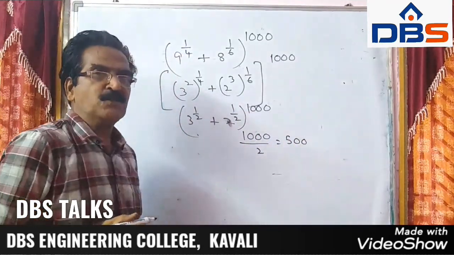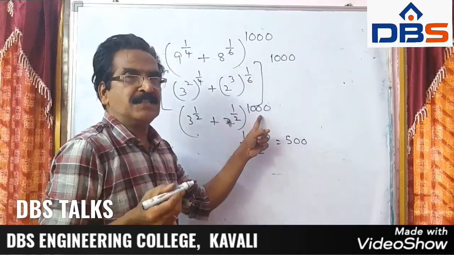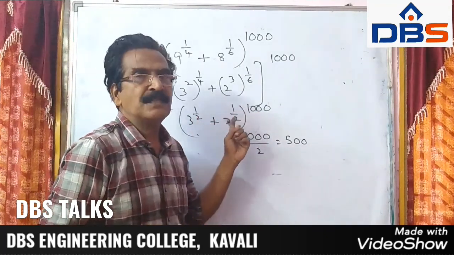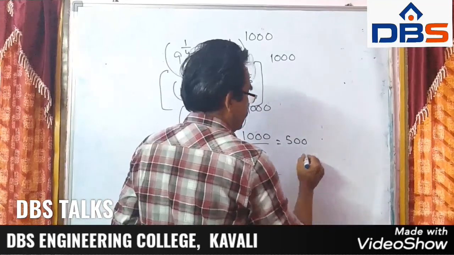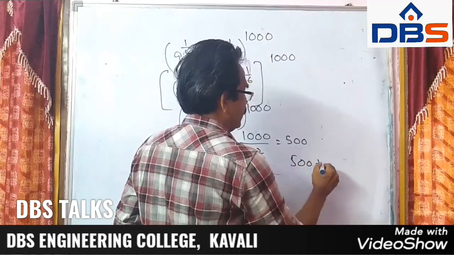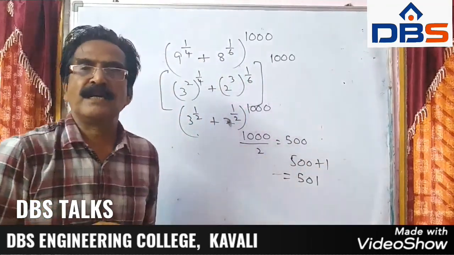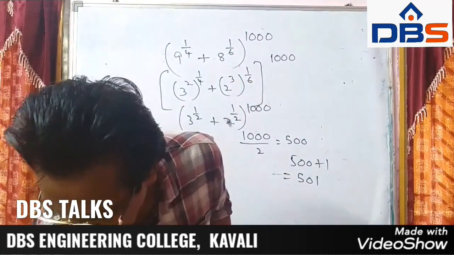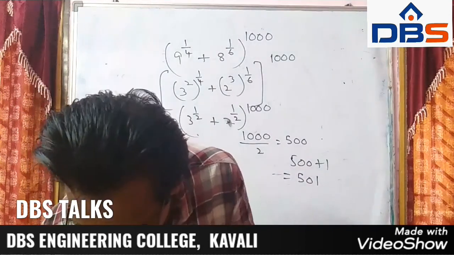Is 1 to be added to 500 or not? 1000 minus 0, that is 1000. 1000 is divisible by 2 and 0 is always divisible by 2. So your answer is 500 plus 1, so your answer is 501. Your answer is 501, friends. Okay, friends. Let us see this problem.